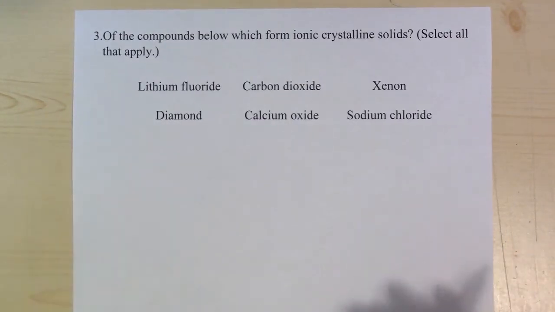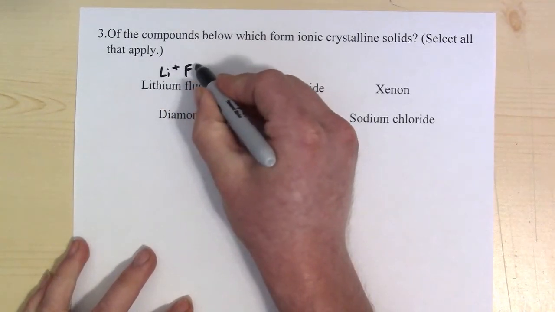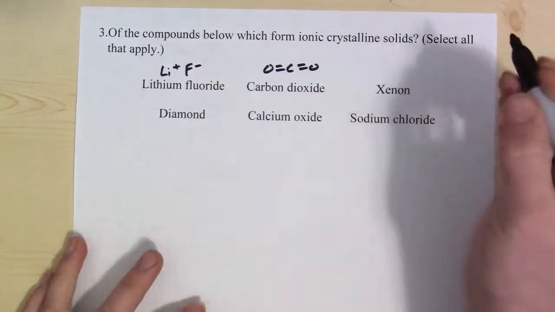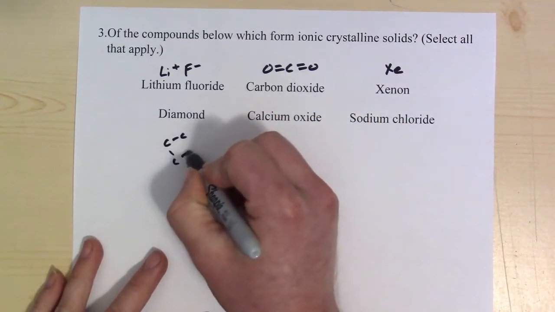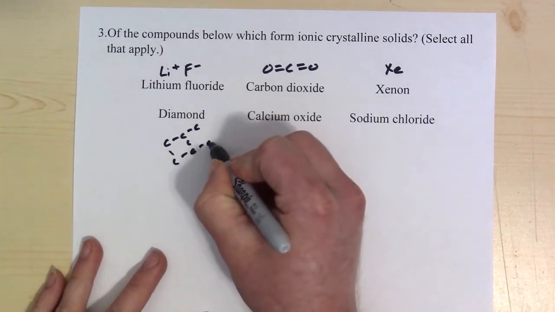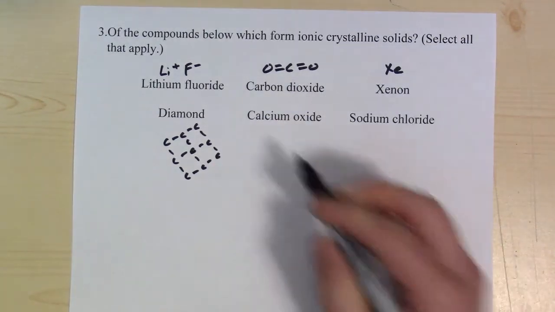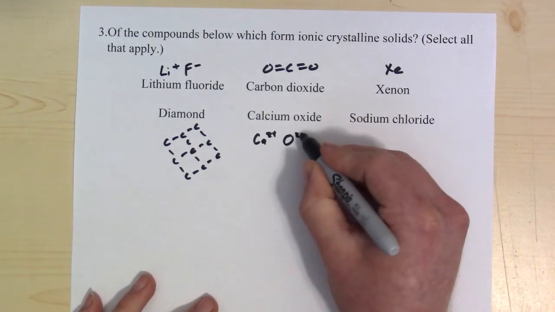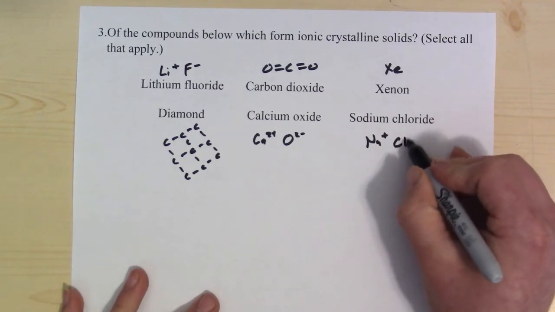Moving to number 3, of the compounds below, which form ionic crystalline solids. So we'll draw each of these. So lithium fluoride, lithium cation, fluoride anion, carbon dioxide, we'll draw that again. We've seen xenon, we've seen diamond, so I'll just draw a somewhat smaller lattice for that one. Calcium oxide is calcium 2 plus cation and oxide 2 minus anion. And then sodium chloride, sodium cation, chloride anion.